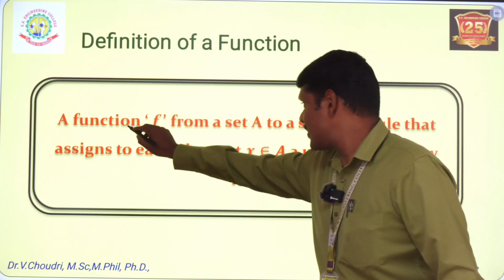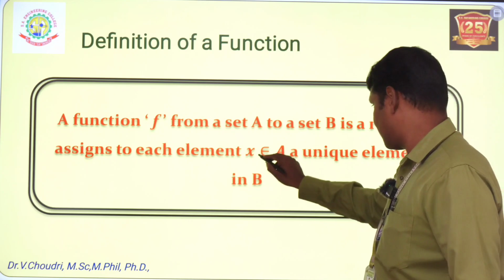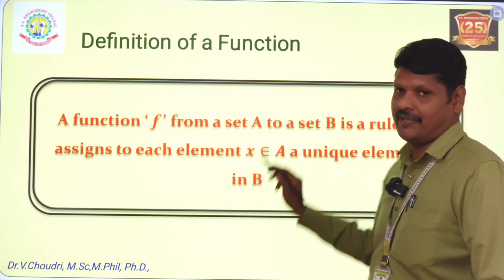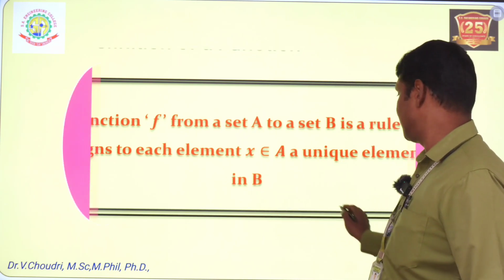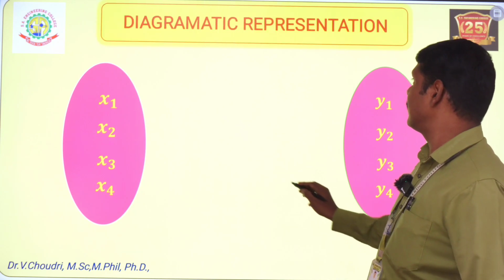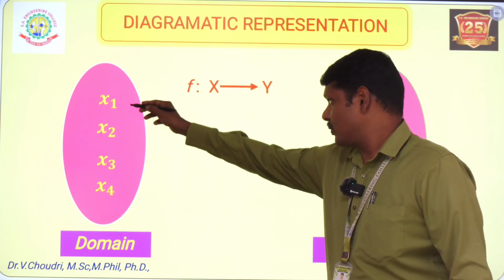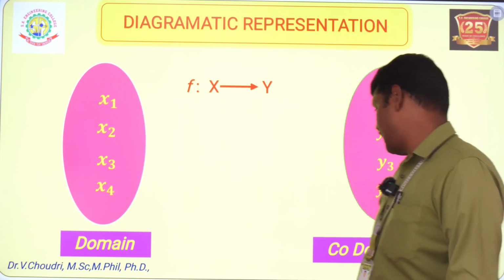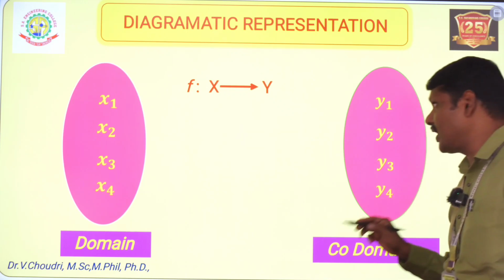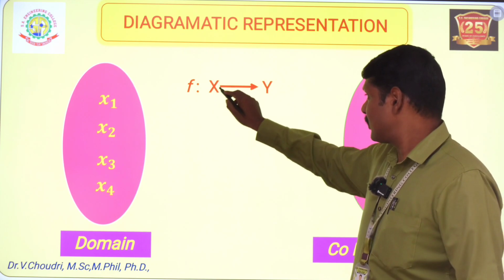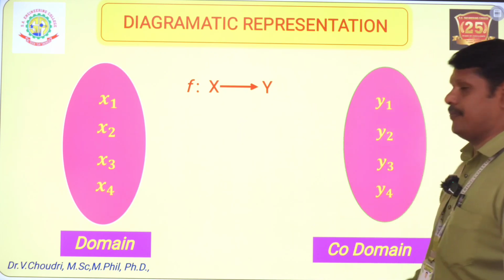Here, what is a function? It assigns every element x a unique element y in B. A unique element y in B. Now, see the diagrammatic representation. Here I am taking domain x1, x2, x3, x4 and codomain y1, y2, y3, y4. Here what is the function? F from x to y. X is the domain, y is the codomain.